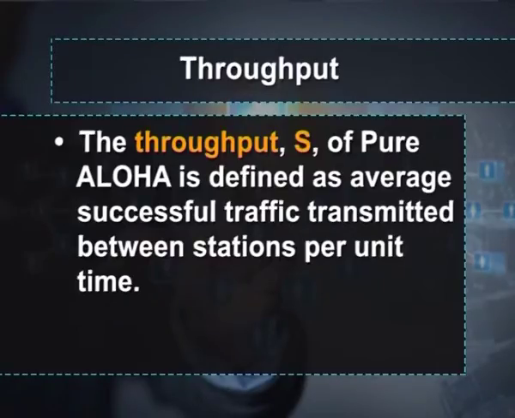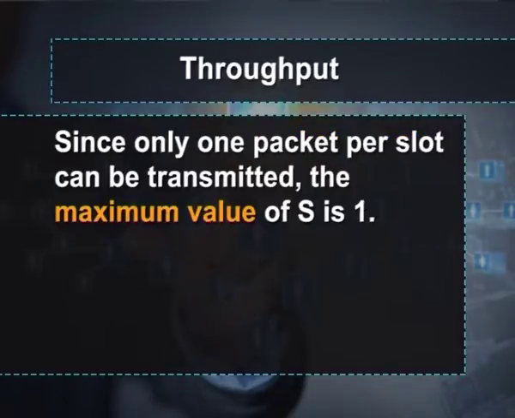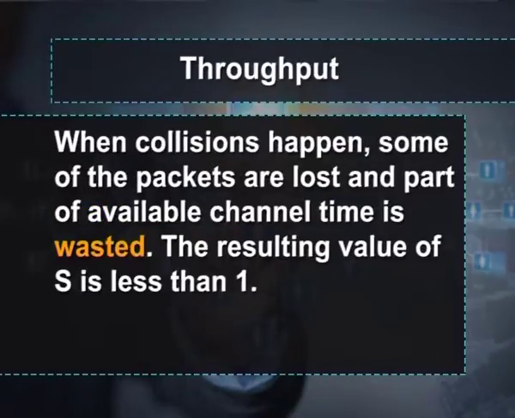The throughput S of pure Aloha is defined as the average successful traffic transmitted between the stations per unit time. The unit of time is slot time, which is the time required to transmit a frame, assuming all frames or packets are of the same size. Since only one packet per slot can be transmitted, the maximum value of S is 1. When collisions happen, some of the packets are lost and part of the available channel time is wasted. The resulting value of S is less than 1.